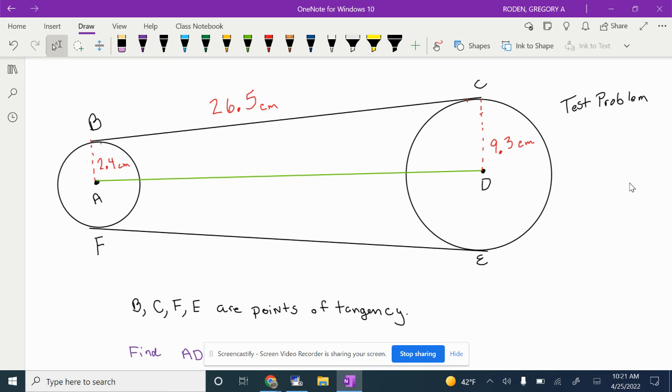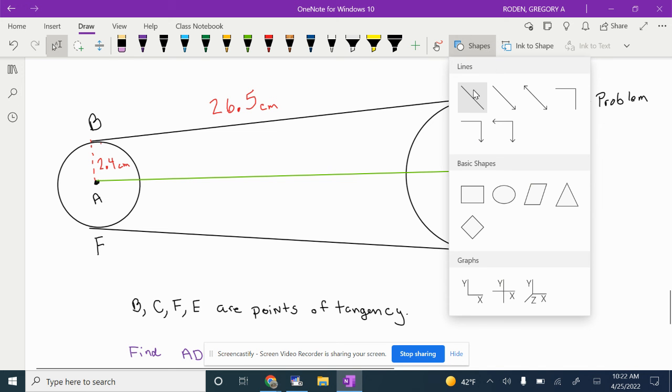A trapezoid would require parallel lines, right? And we don't have a pair of parallel lines here as far as I know. They don't look parallel to me. I mean, they could be parallel, but I don't think we can do that. But parallel lines would be really, really nice, right, guys? So let's do this. I like what you're thinking there, Xavier.